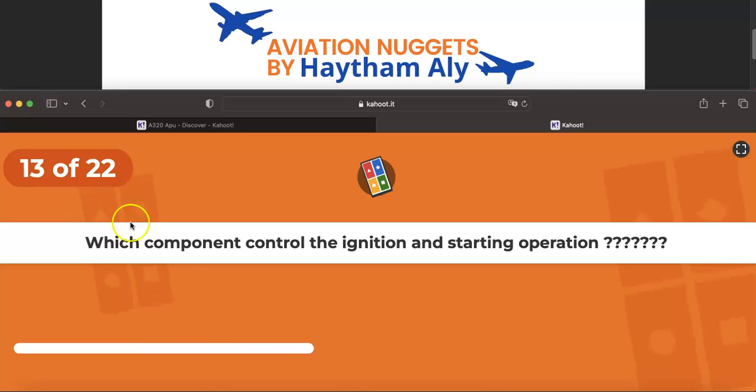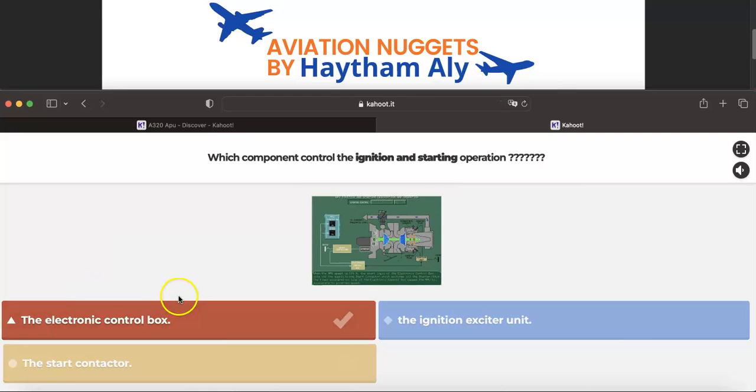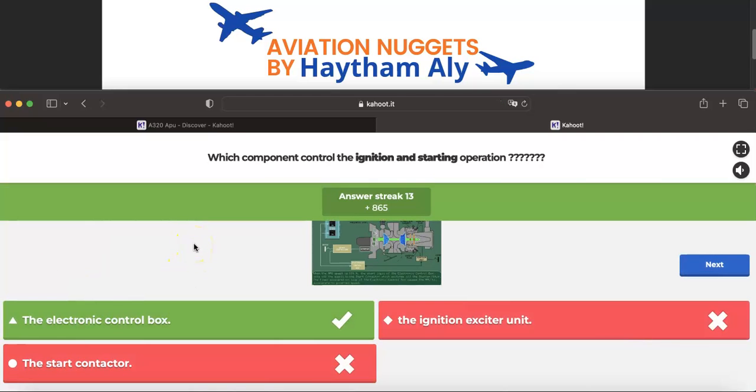Question 13 of 22. Which component controls the ignition and starting operation? The electronic control box, the ignition exciter unit, the start contactor. The main component to control the ignition and starting operation for the APU is the ECB. As I mentioned, the ECB has FADEC authority over APU operation, including ignition and starting operation.